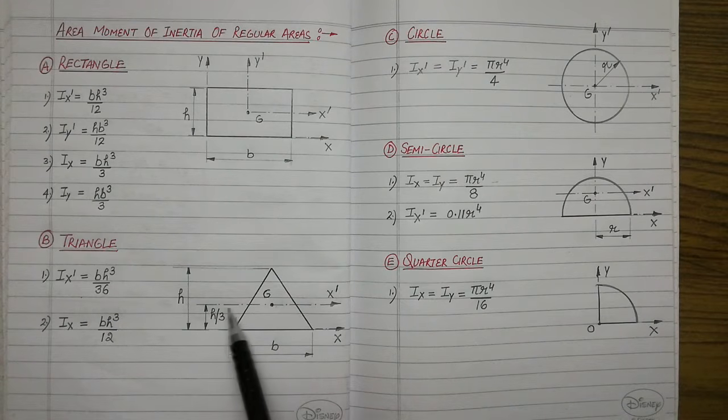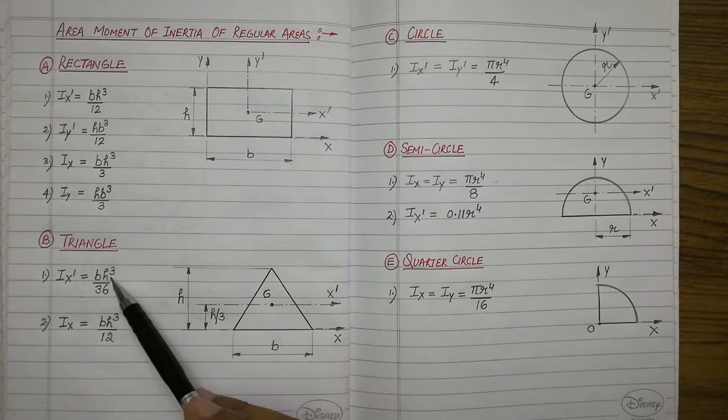So this is the centroidal axis about which we want to find the moment of inertia, so parallel to that we have a side b, so we have to consider that side as b, and we have to take the cube of the height of the triangle, h cube by 36.